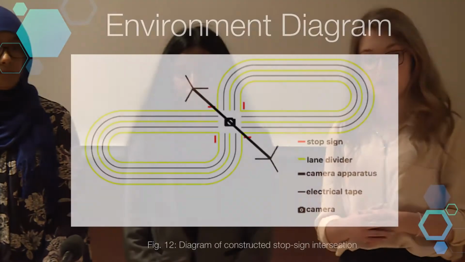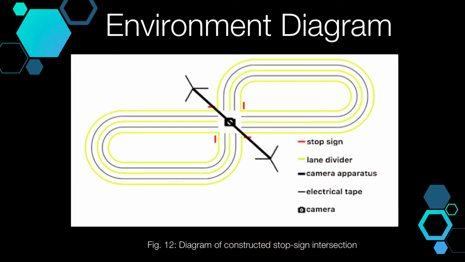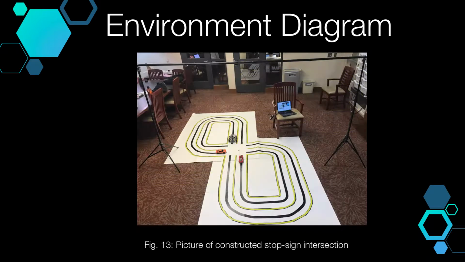This figure is a diagram of the environment that we constructed. As you can see, it is shaped in a figure 8, so the smart car can drive around continuously in a closed loop. The roads have 2 lanes heading in opposite directions, and in the middle of each lane, we put black electrical tape for the smart car to track using its sensors. The red dashes represent the stop sign, and all these components of the environment were made out of poster paper.